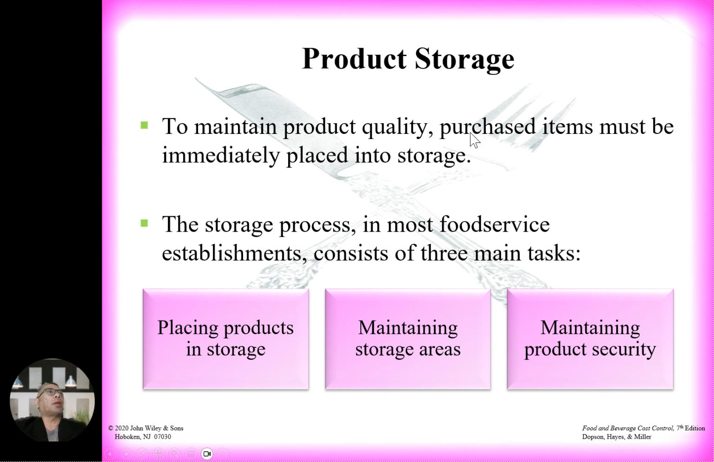The first thing, to maintain product quality, that's the key part. Purchased items must be immediately placed into storage. You don't want the product to become stale, especially vegetables, fruits, and everything like that. The storage process consists of three main tasks: placing product in storage, maintaining the storage area, and maintaining product security. Make sure they are well sanitized.